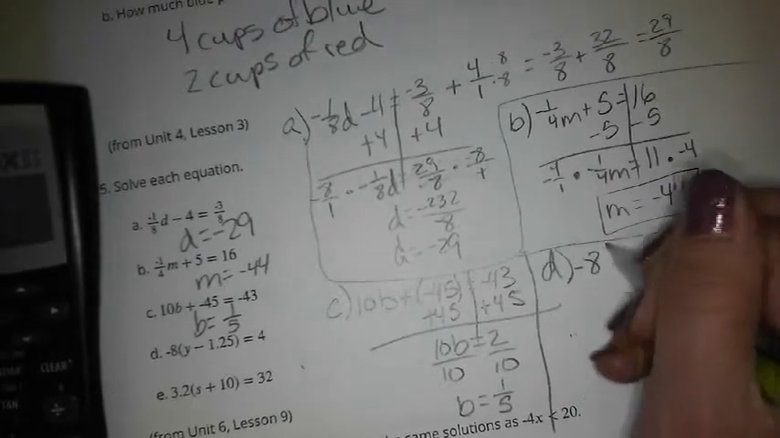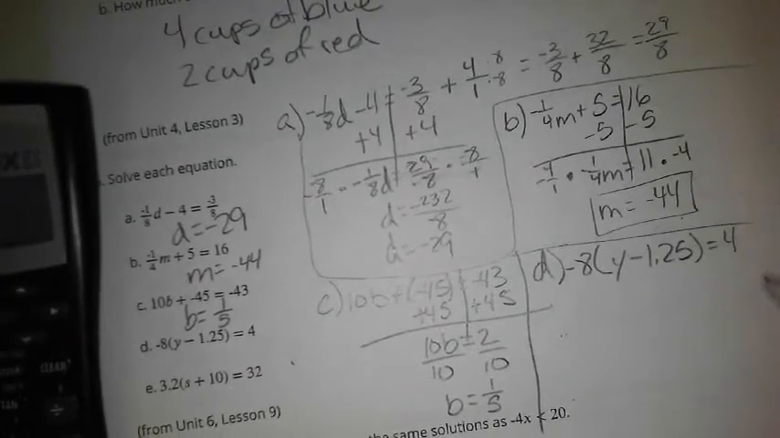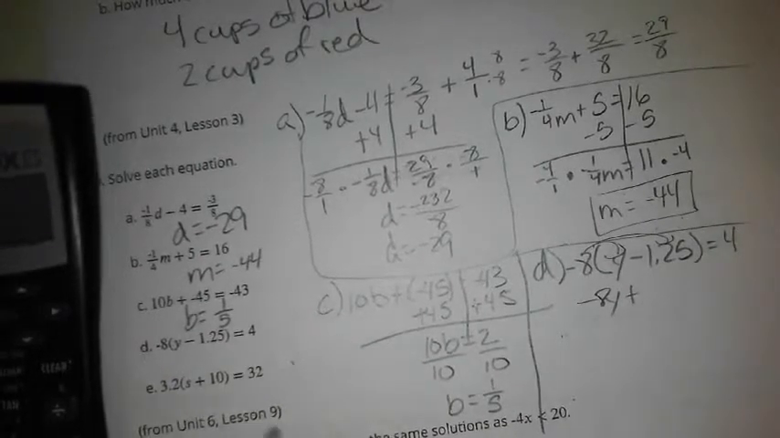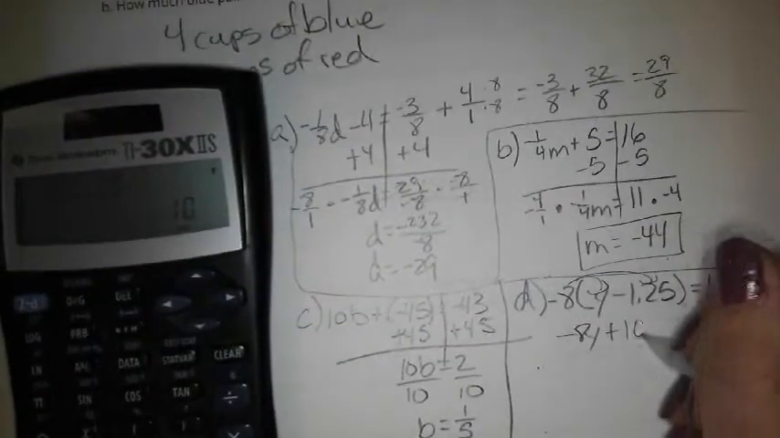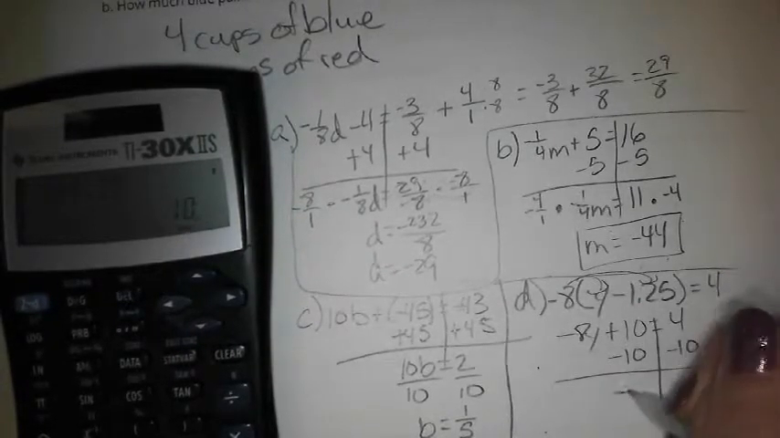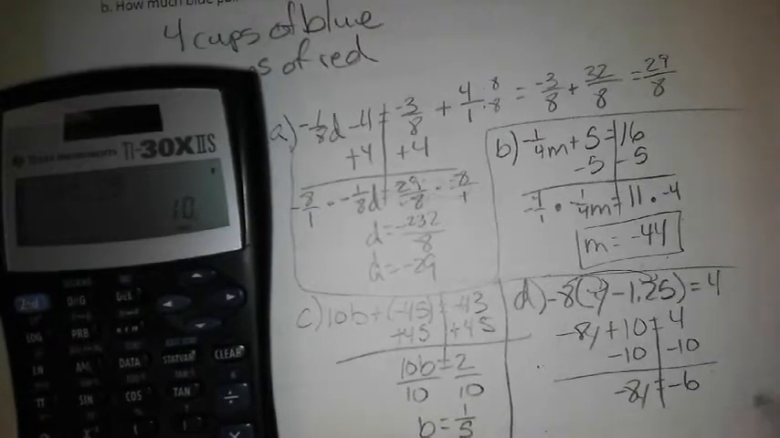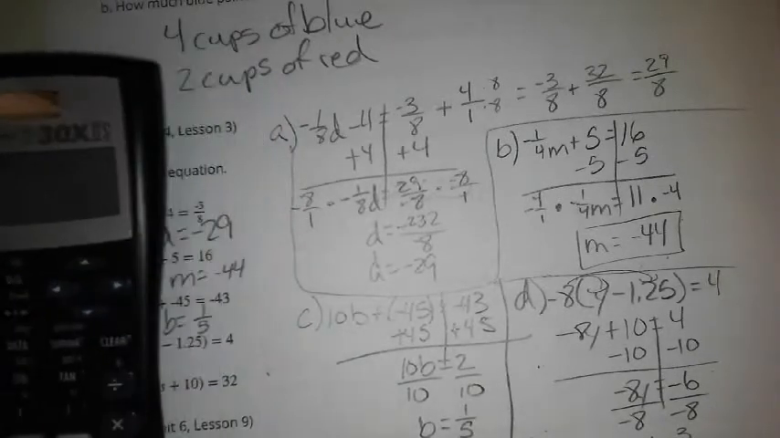D. Negative 8 times y minus 1.25 equals 4. So I'm going to apply the distributive property here. Negative 8y plus 8 times 1.25 is 10 equals 4, minus 10 on both sides. Negative 8y equals 10 minus 4 is 6, that would be negative 6. Divide both sides by negative 8. It's going to turn positive. 2 goes into both those numbers, 3 and 4. y equals 3/4.